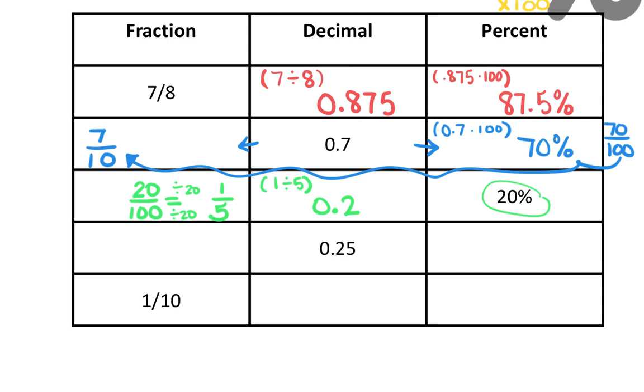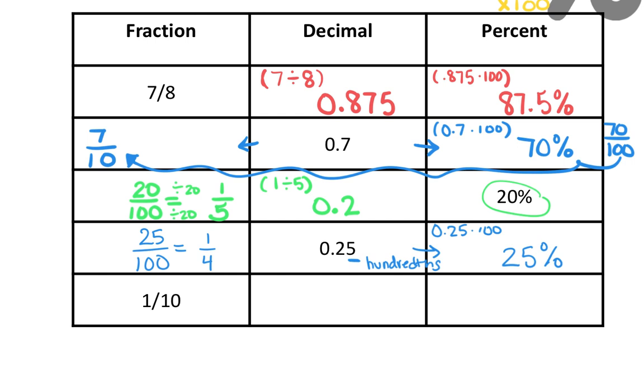Our next example, we have the decimal of 0.25. To get to a percent, we can multiply by 100, and that gives us 25%. To go to a fraction, this decimal goes out to the hundredths place, so we know that this is 25 out of 100, which can be simplified down to 1/4.